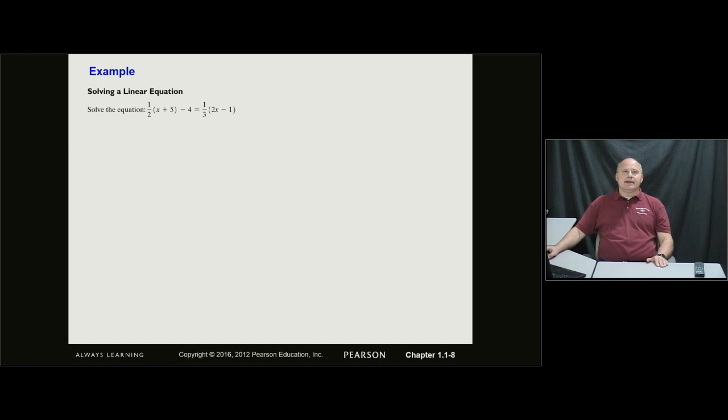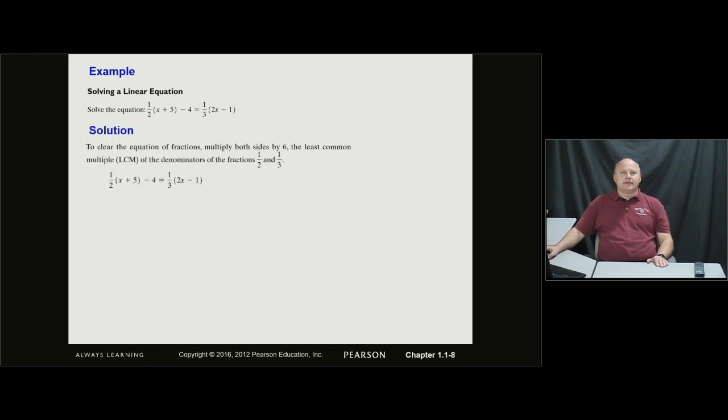All right. So let's begin with looking at this example here. Solving a linear equation. Solve that equation. We have 1/2 x plus 5 minus 4 equals 1/3 times 2x minus 1. All righty. So let's look at that. So here's the solution.